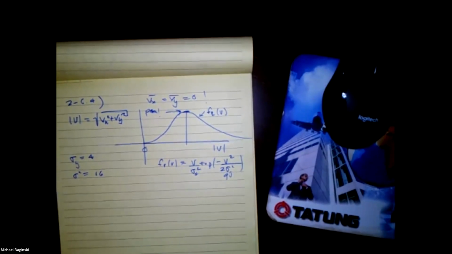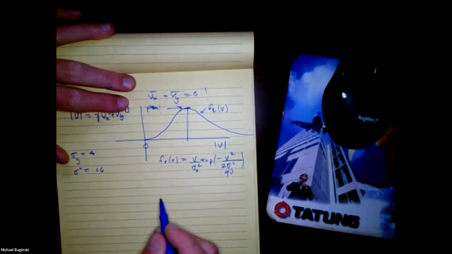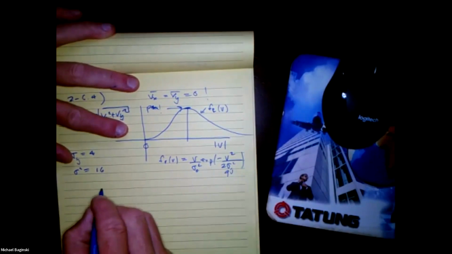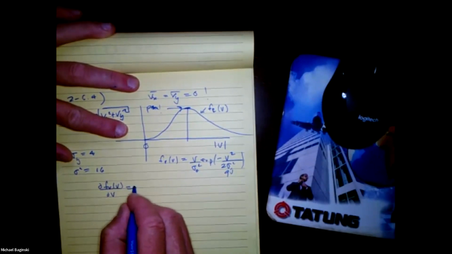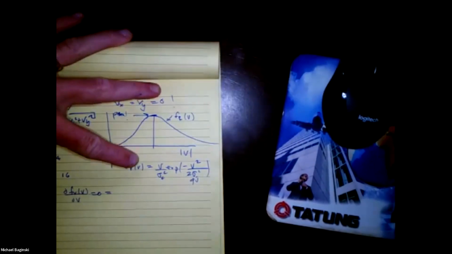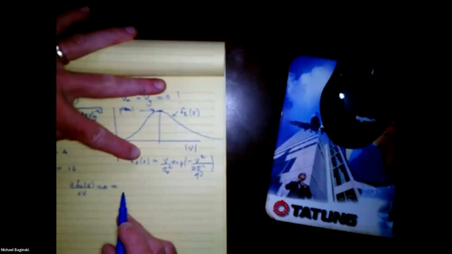If it was 3 dimensions, same deal, but the minimum is always found by the derivative. So for this one, what we're going to do is take a derivative of this, and he does this, I think, of f of r of v dv and set it equal to 0.